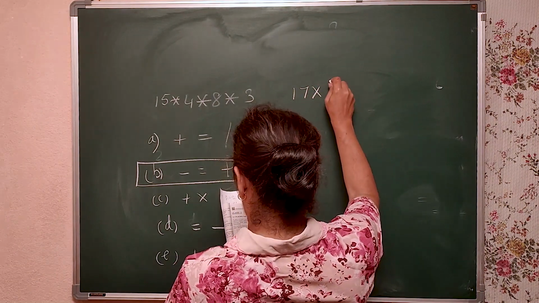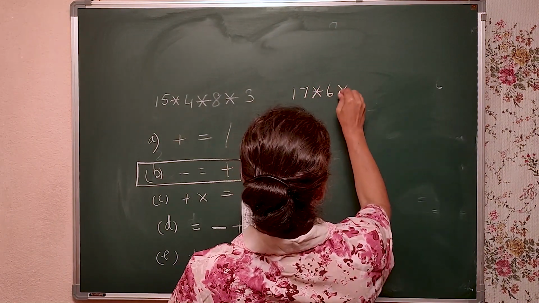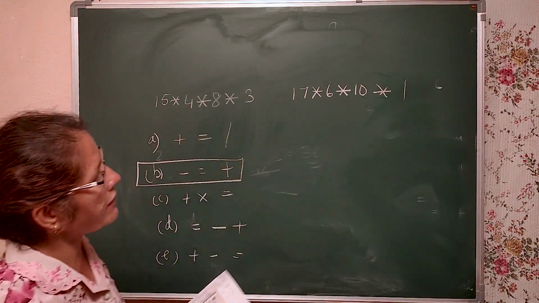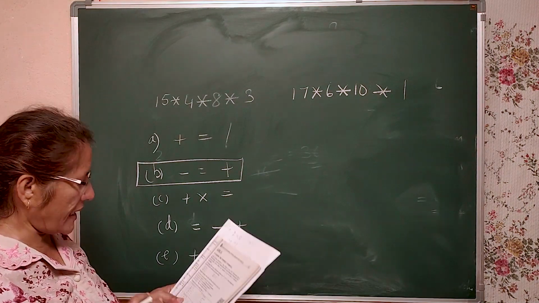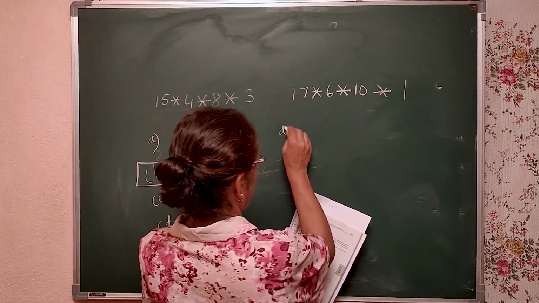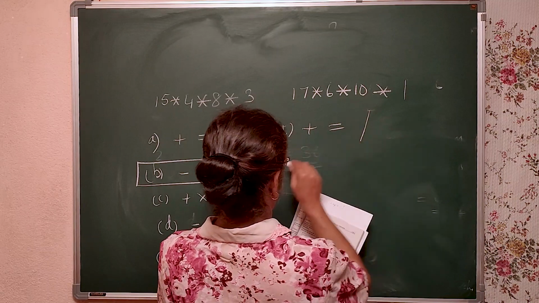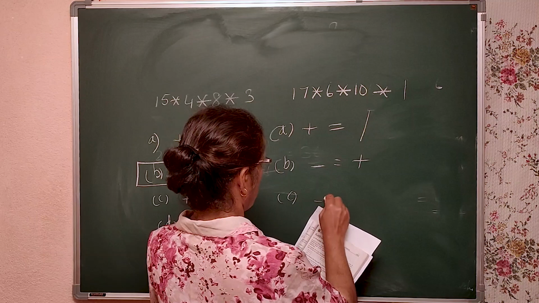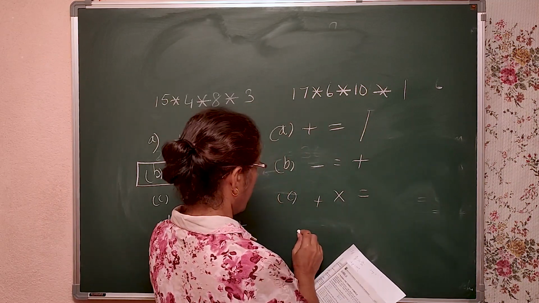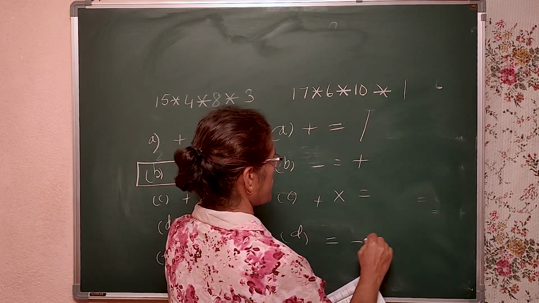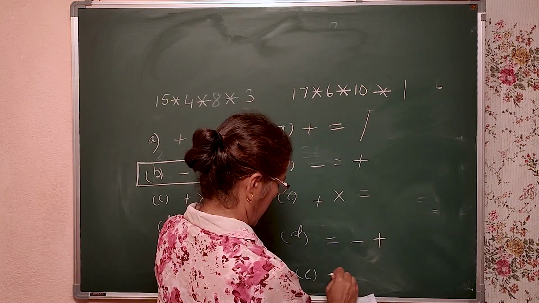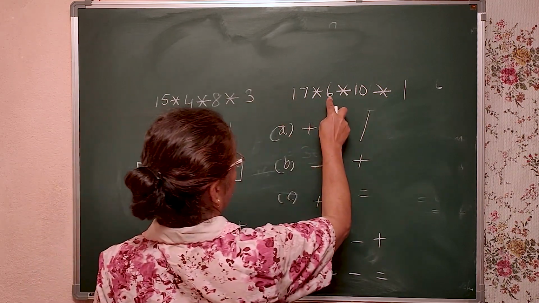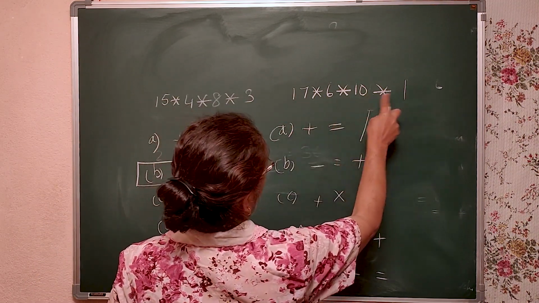17 star 6 star 10 star 1. Some of you can do it even without any options. But let me give the options. A: plus, is equal to, division. B: minus, is equal to, plus. C: plus, into, is equal to. D: is equal to, minus, plus. E: plus, minus, is equal to. As soon as you look at it, 17 and 10 and 1.